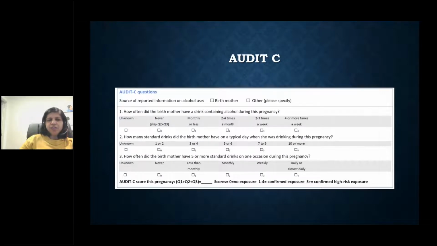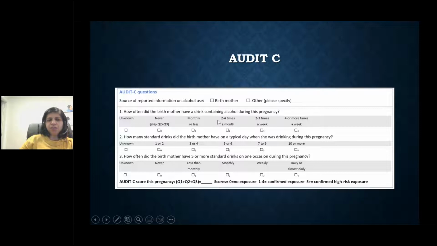So the AUDIT-C, which is the kind of questions which we use, helps us to make the scores which we were talking about, that is the AUDIT-C scores. That is the combination of these 3 questions and the scores somebody gets on the answers to these questions. For example, the first question is how often the birth mother has a drink containing alcohol during pregnancy.